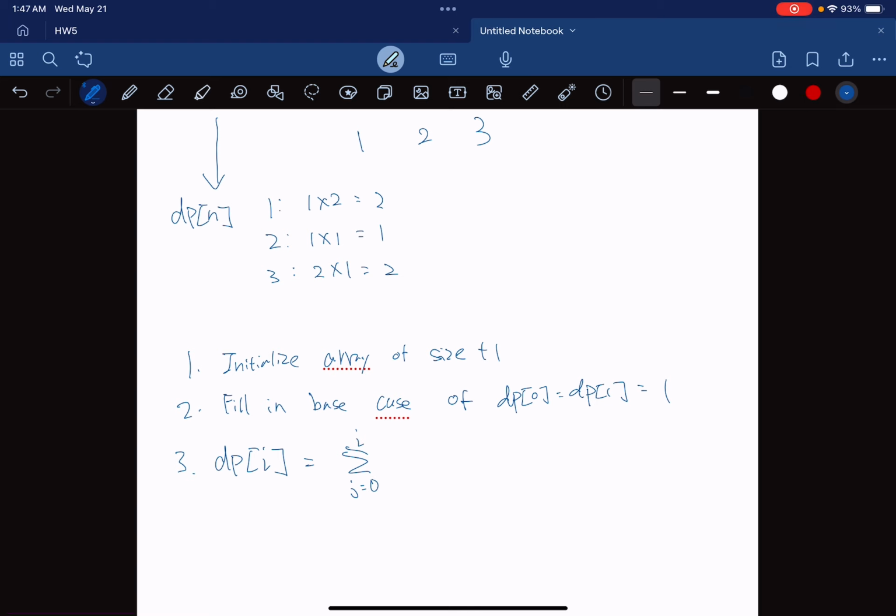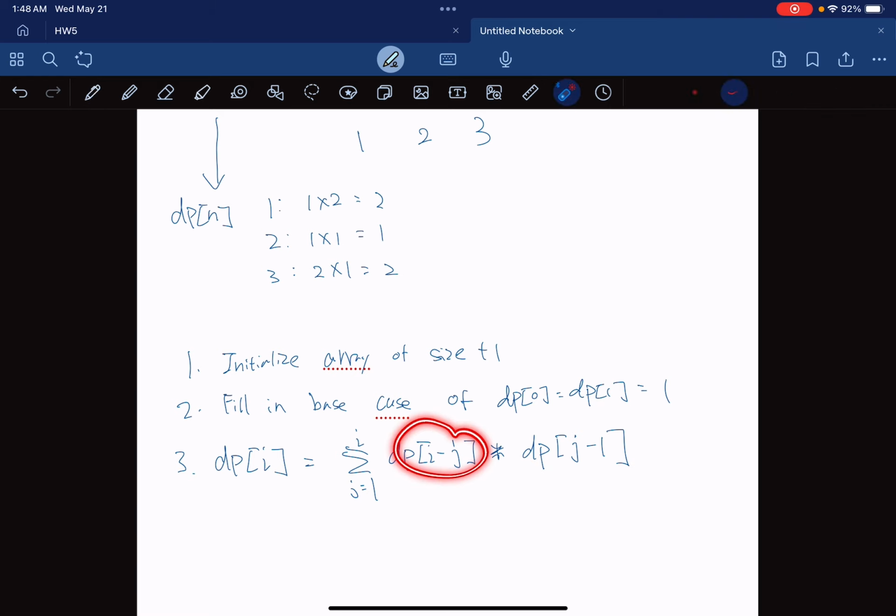Actually, let's do 1 to i inclusive. So we first let the first one be the pivot, and that would just be dp of i minus j times dp of j minus 1. So this will be the left side, and this will be the right side.